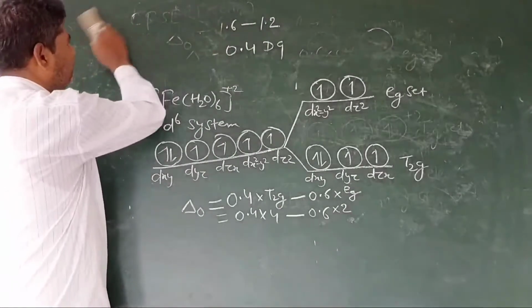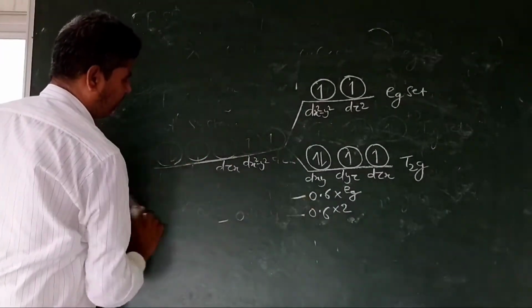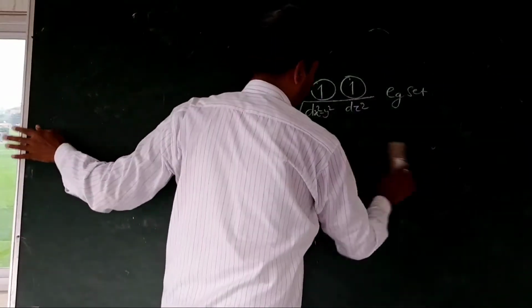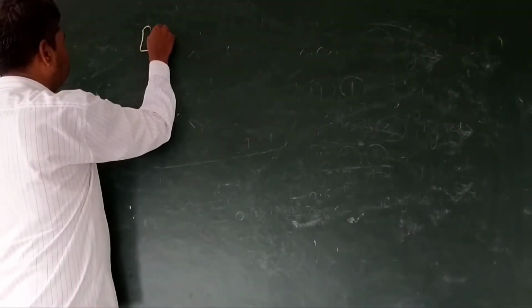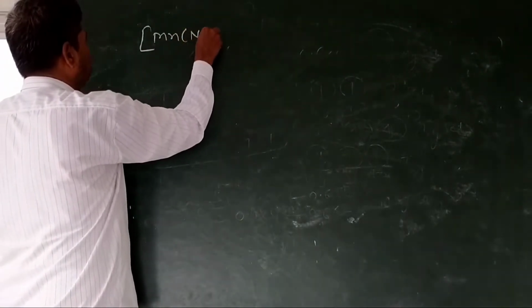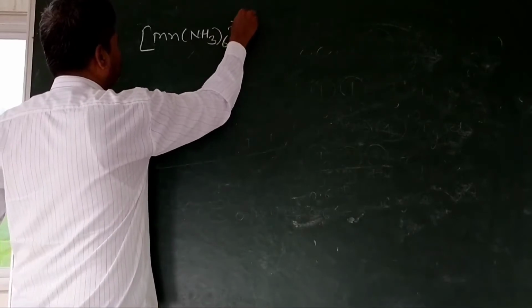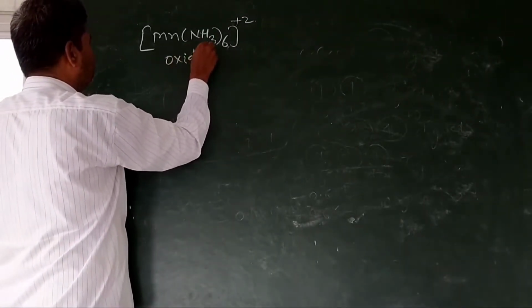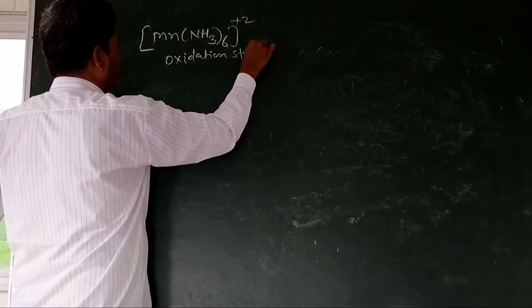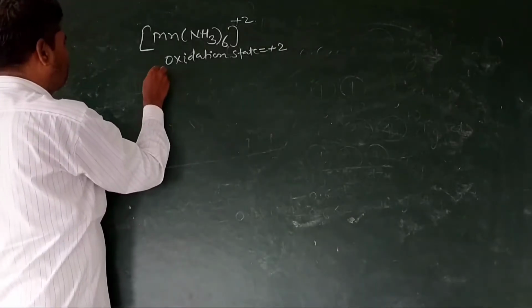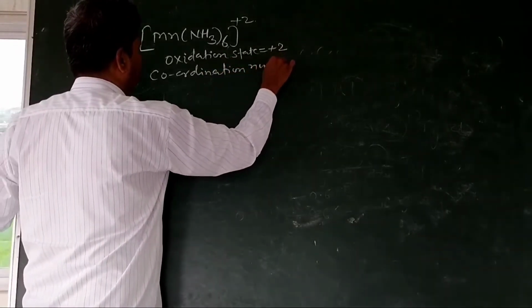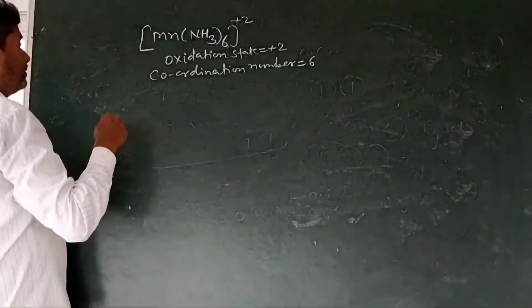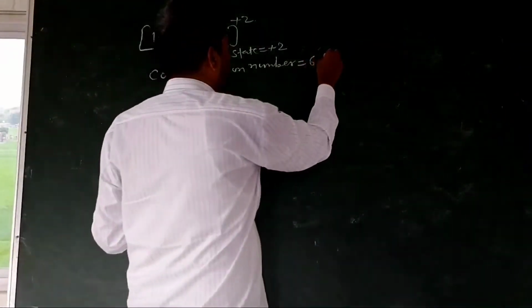One more example. [Mn(NH3)6]2+. Oxidation state plus 2, coordination number 6. The coordination number 6 means octahedral.